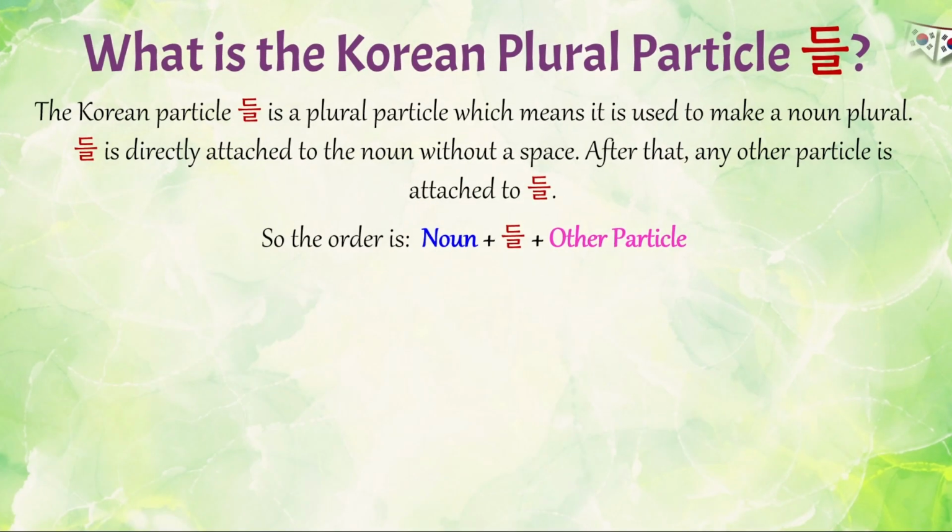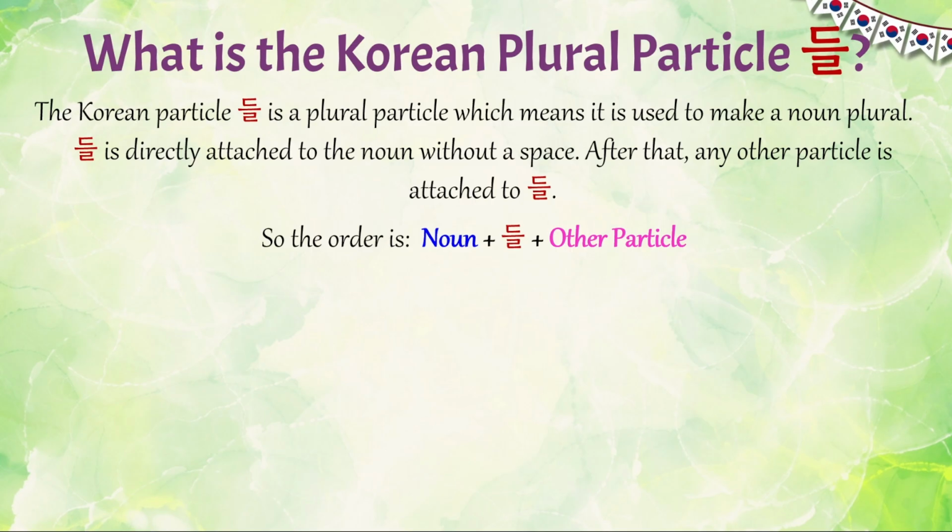First of all, we are going to see what the Korean plural particle 들 is and how to use it in Korean sentences. The Korean particle 들 is a plural particle, which means it is used to make a noun plural. Very simple. 들 is directly attached to the noun without a space. So rule number one, you don't have to leave a space between the noun and the particle. And then after that, any other particle is attached to 들, depending on the role of the noun in the sentence.